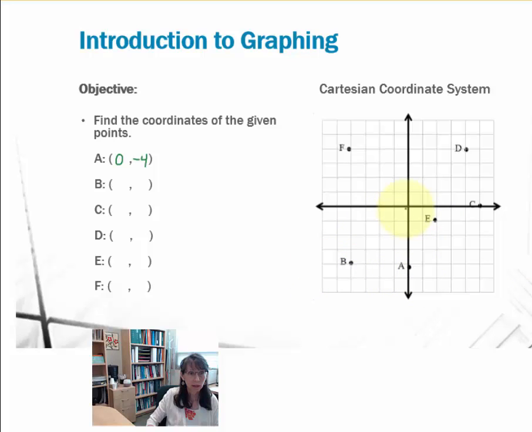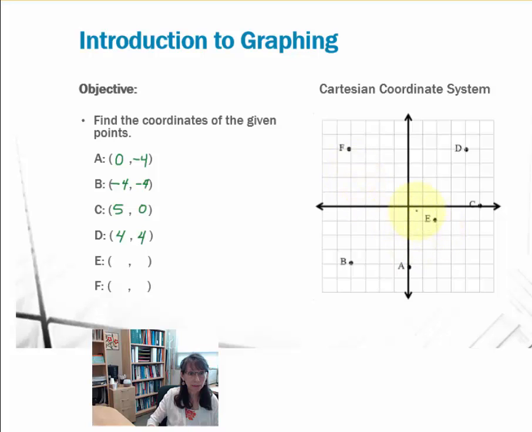Point B, x is our first direction, so 1, 2, 3, 4 to the left, 1, 2, 3, 4 down. So x value negative 4 and y value is also negative 4. For point C, we're moving 1, 2, 3, 4, 5 to the right, but then nowhere up or down. So that would be 5, 0. Point D, 1, 2, 3, 4 positive, 1, 2, 3, 4 positive. That would be 4, 4.